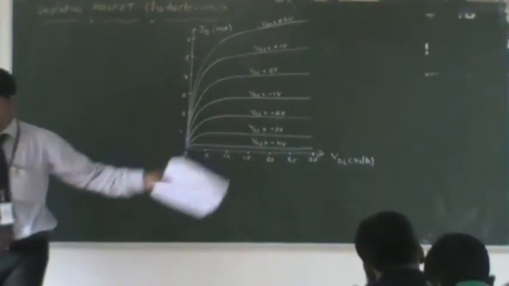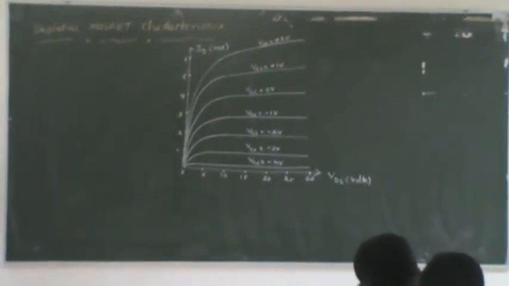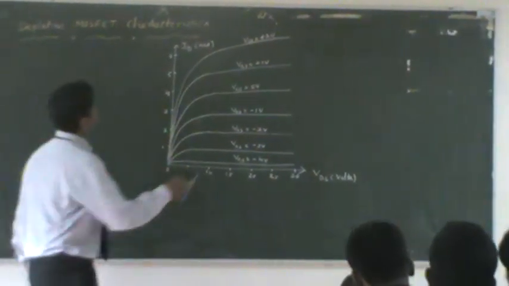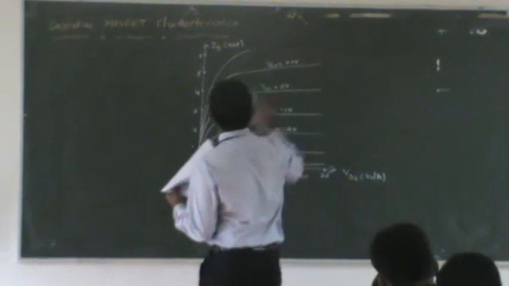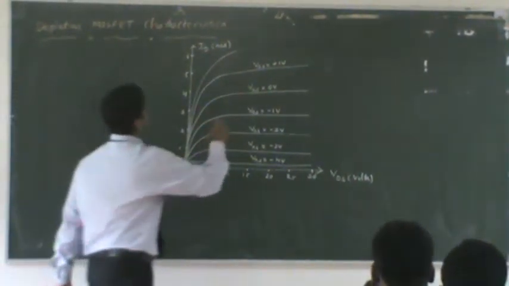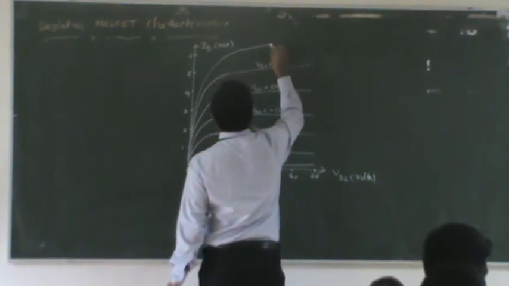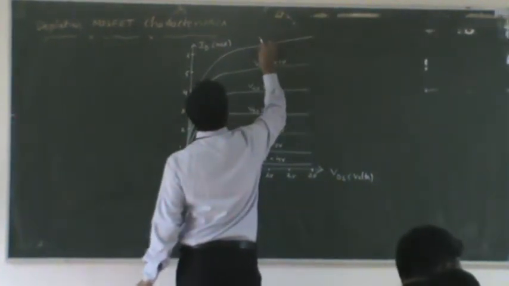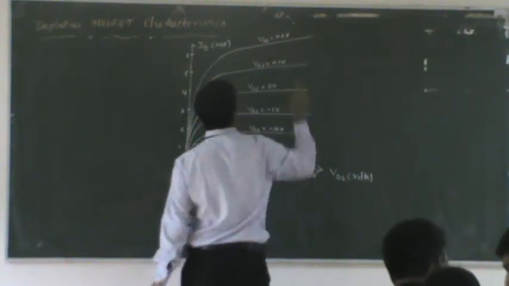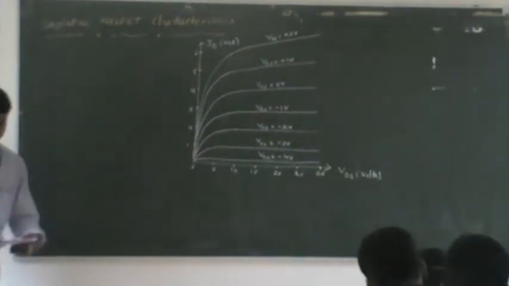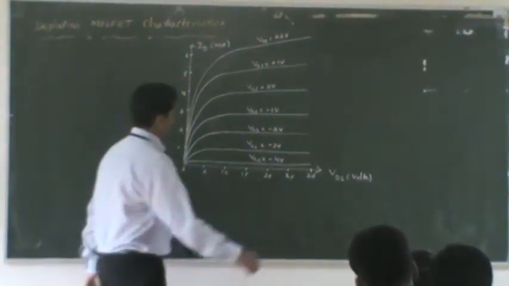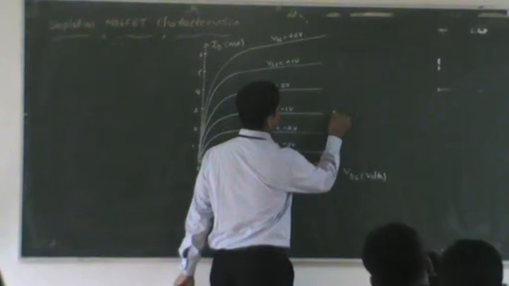Almost, you can see beyond the pinch off, you get a straight line. So just draw the straight line. So this is VGS equal to plus 2 volts. Also make a note in these characteristics: we have considered some negative values.